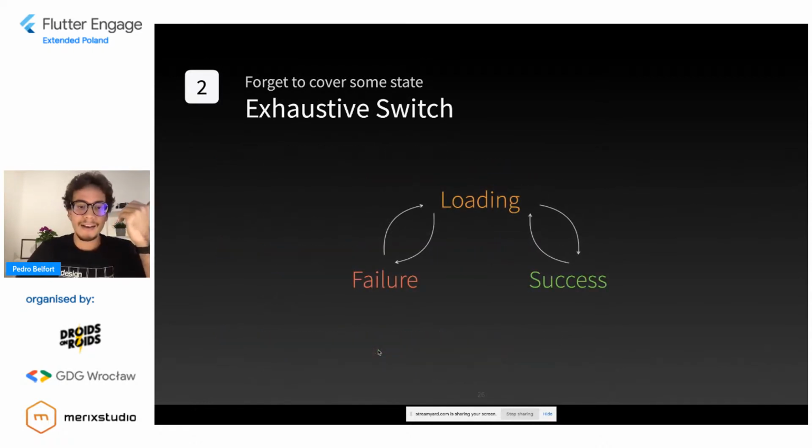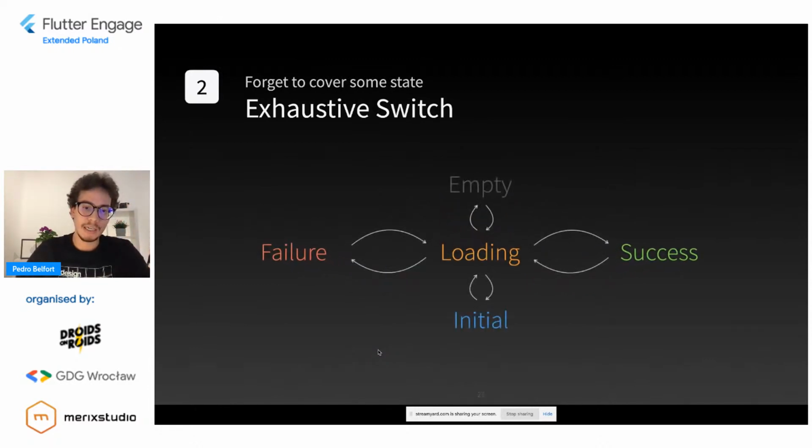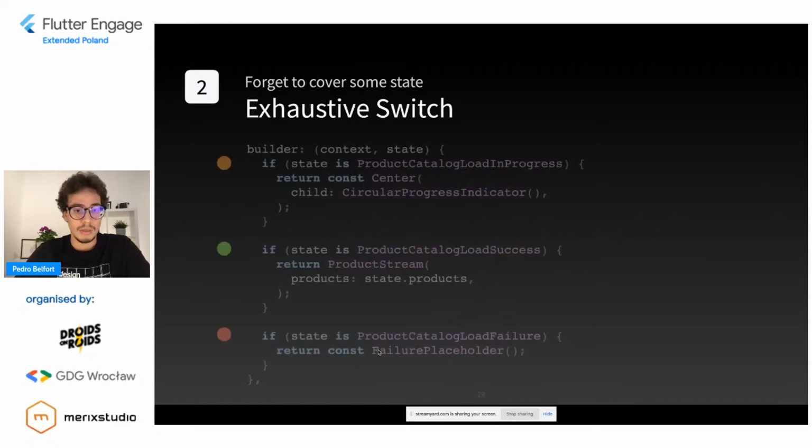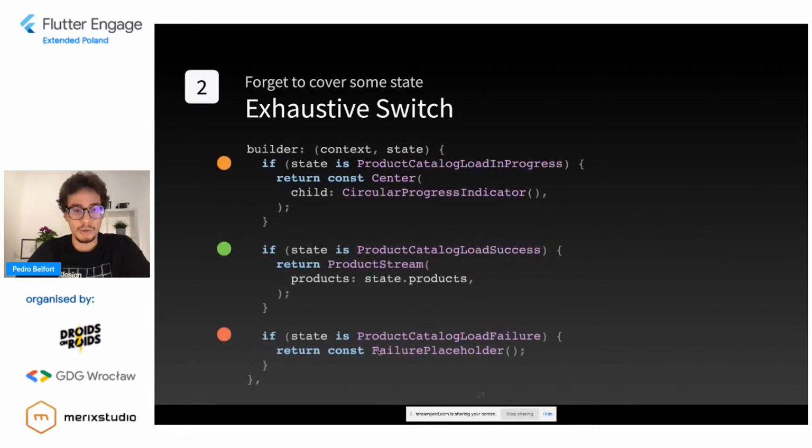So what if we went back to this class and added two new states? Let's say that the PM told you, okay, now we need the empty and the initial states. Now, this was your widget, and these were the states that you had. So if you go to your bloc and add those new states, you have to make sure you remember to come back here and address every new possible state. You have to remember this. Your teammate has to remember this, right?